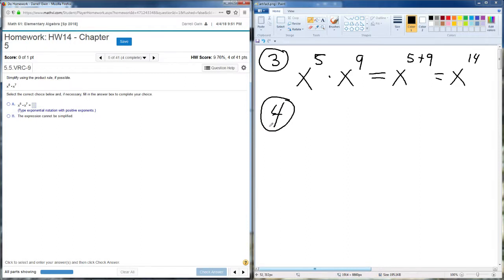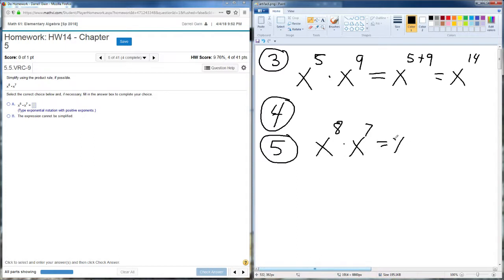Number 5. This is multiplication. You can clearly see it's the exact same problem as number 3. X to the power of 8 times x to the power of 7, because it is multiply, is basically x times x times x times x times x times x times x times x times x times x, which is going to be 15 x's total. 8 plus 7 equals x to the power of 15.